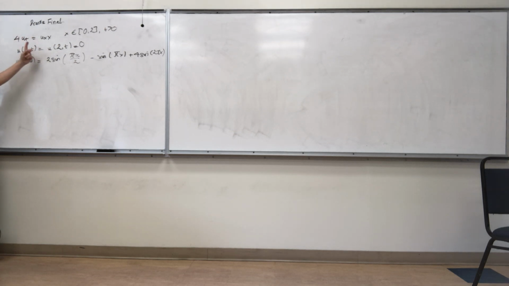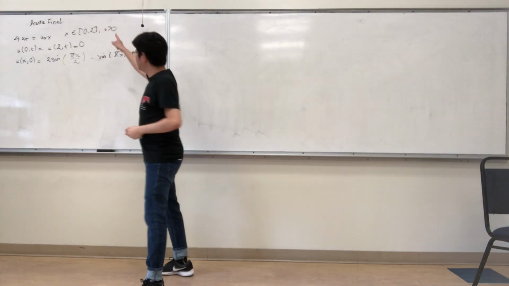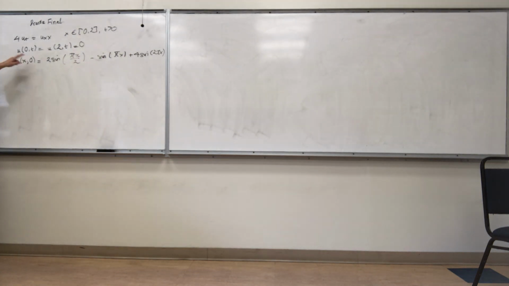You have a heat equation. You have a first derivative in t equal to the second derivative in x. x is considered to be on this interval, t is greater than 0. The boundary conditions at 0 and 2 are both 0. The initial condition is this function. Alright? Now you have to solve it.